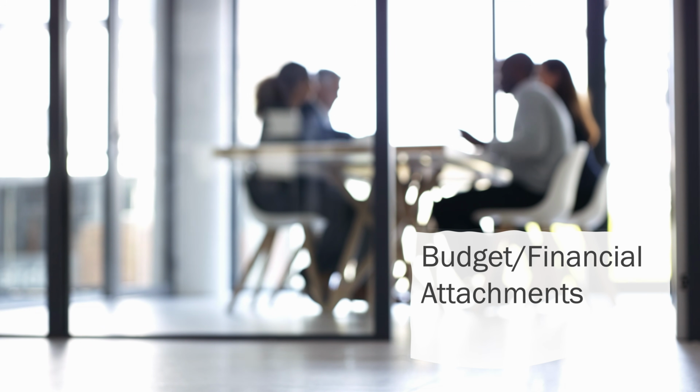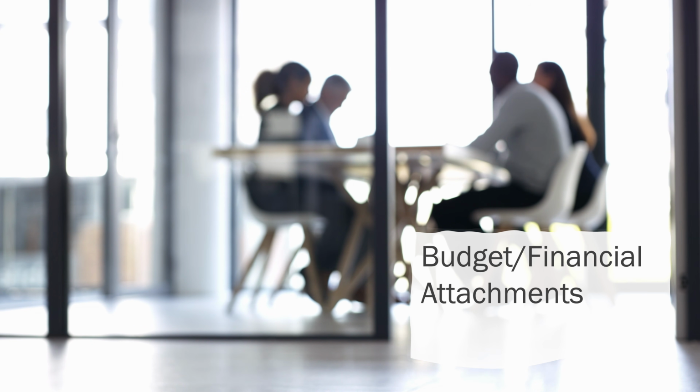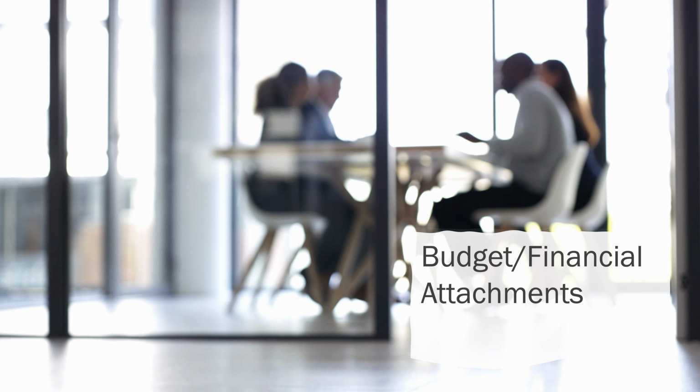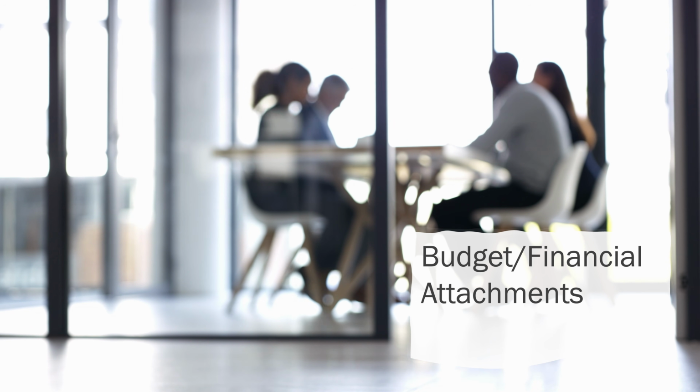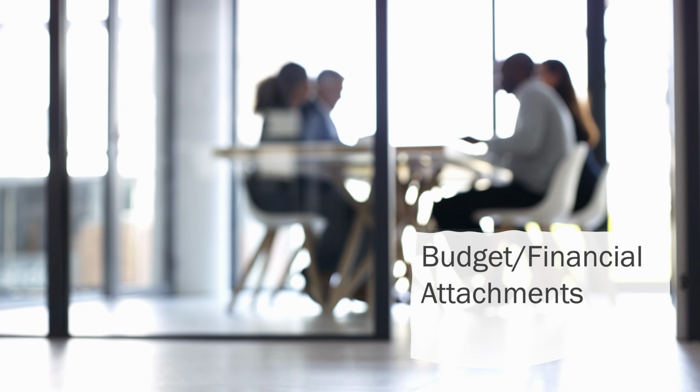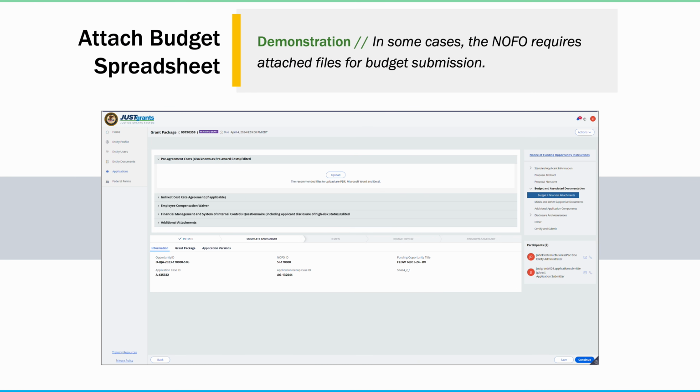In some cases, the NOFO indicates that you will submit your budget as an attachment or series of attachments. If this is the case, you will not see all the budget categories we just displayed in the previous demonstration. This is what the screen will look like in JustGrants when an attachment budget is required by the NOFO. This is a representation. You may see something similar or slightly different depending on the requirements in the NOFO. This demonstration shows what a file upload budget looks like.